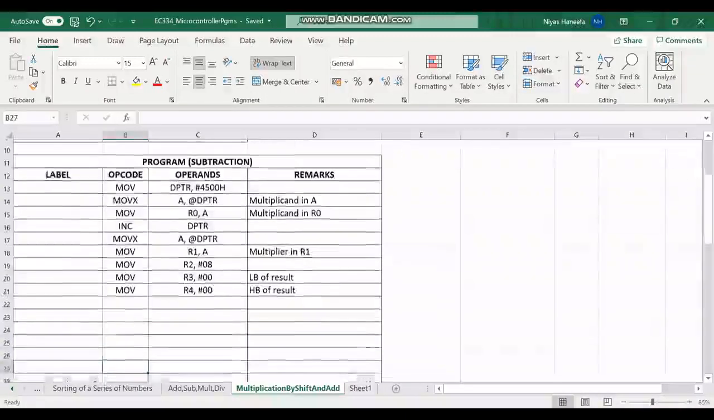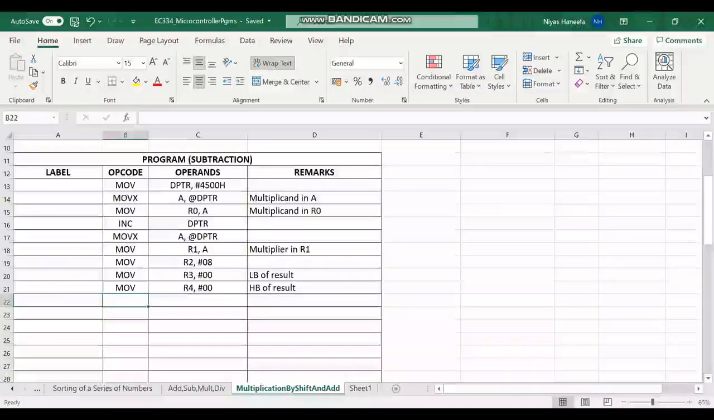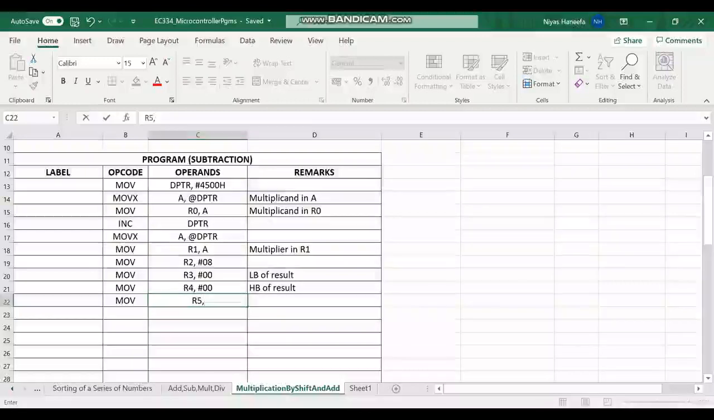Then, as per the logic, when we are shifting the multiplicand, it also will get shifted that many bits to the left. That many bits means the number of bits in the multiplier, that many bits to the left. So we need to allot one more register for the multiplicand. The multiplicand is in R0, so let's allot R5. So R5 comma hash 00, for the shifted multiplicand to the left.